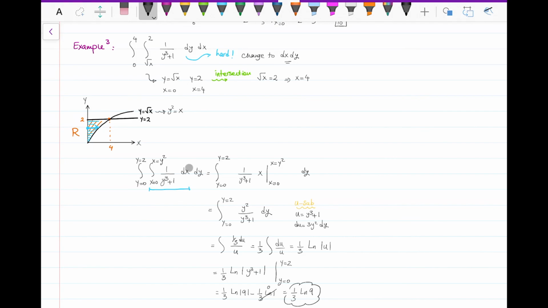So I changed the order of integration. The bounds changed. As you see, here it was root x to 2, 0 to 4, but here it is 0 to y squared, 0 to 2. And then I was able to solve it.